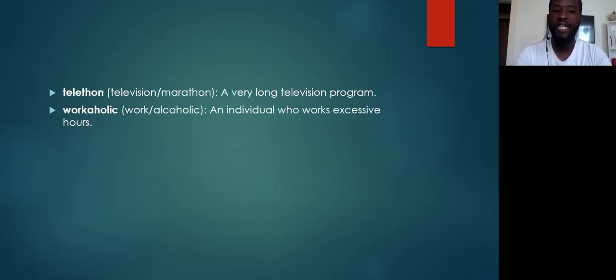Here we have telethon. Telethon means television marathon. It means a very long television program. For example, you are watching a program which takes a very long time, like 3 or 4 hours, or it is going to take more than that. You can say it is a telethon.